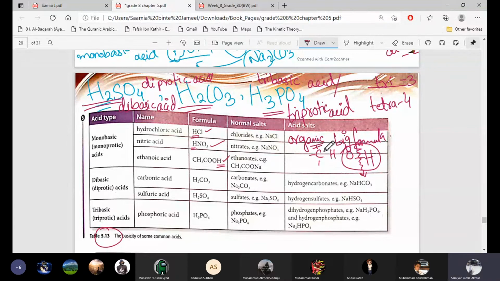So in ethanoic acid, CH3COOH, with O only one hydrogen is attached, so this hydrogen is replaceable. In nitric acid, hydrochloric acid, and ethanoic acid, only one hydrogen is replaceable, so they are monobasic or monoprotic. These are the salts which are written. If sodium takes the place of hydrogen, it will make sodium chloride. In nitric acid, it will make sodium nitrate. In ethanoic acid, it will be sodium ethanoate.